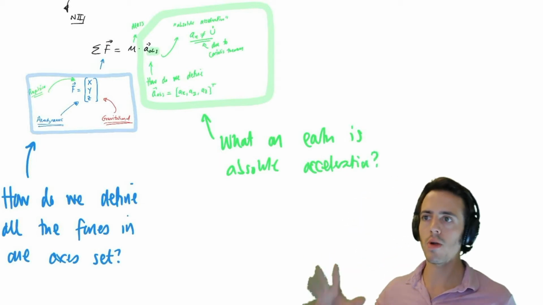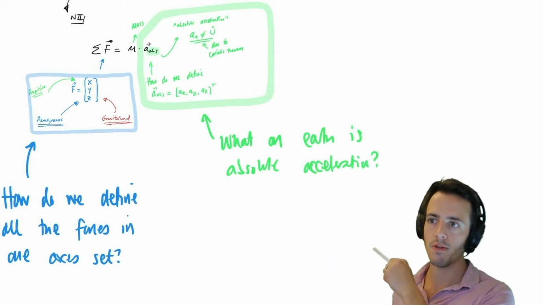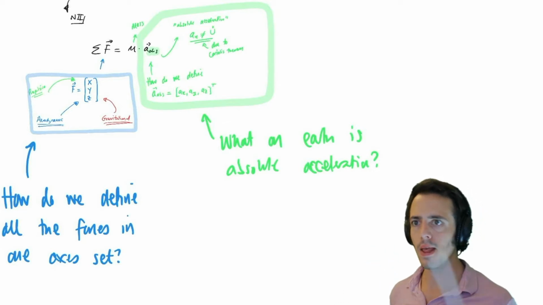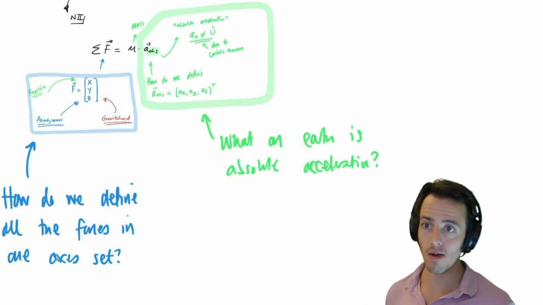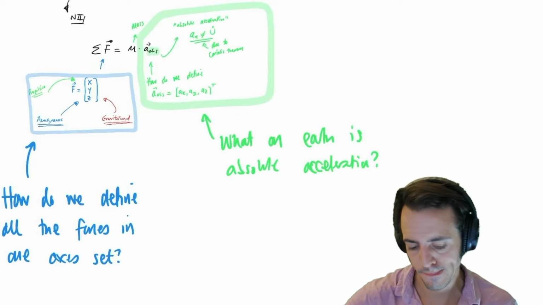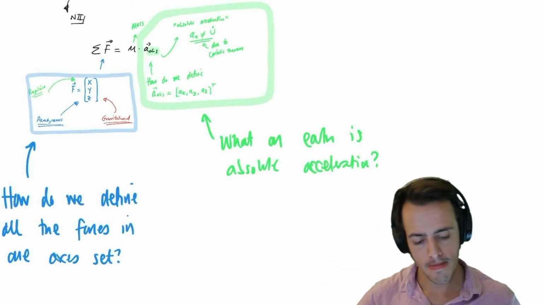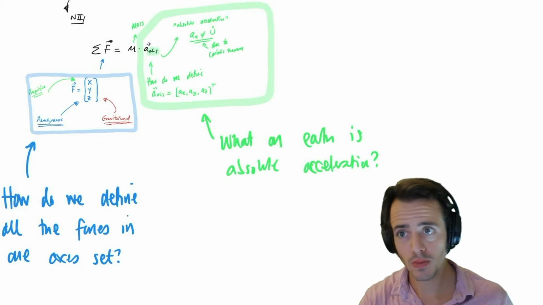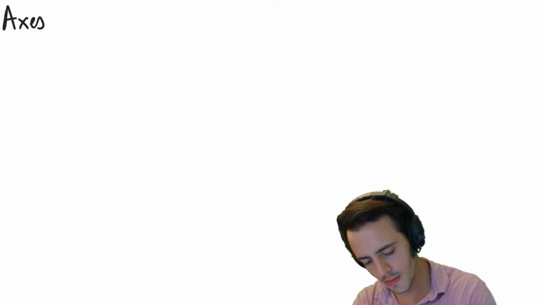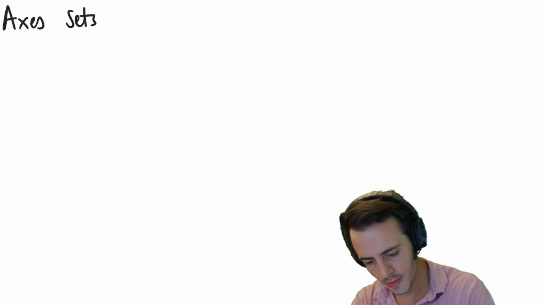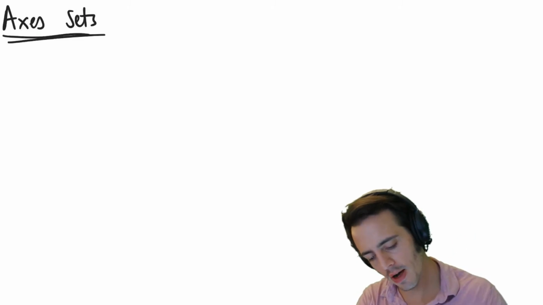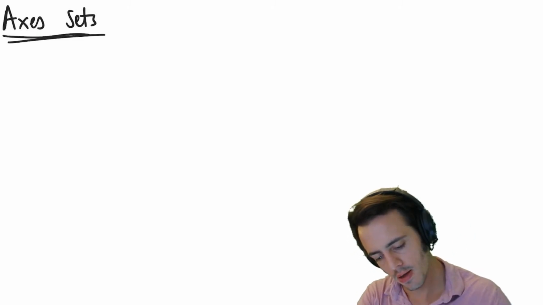Okay, so these are our two problems we're going to look at. How do we define all the forces in one axis set, and what on earth is absolute acceleration? Okay? So, let's speak about different axis sets that we've got. So we've already defined aircraft body axes.